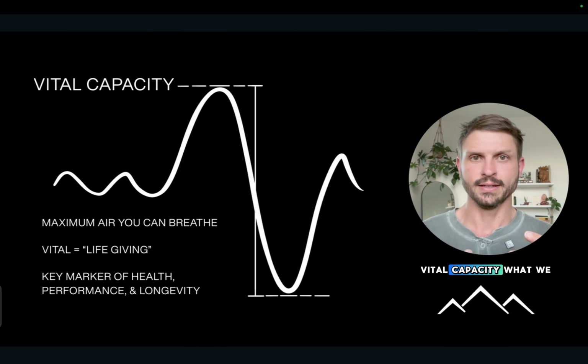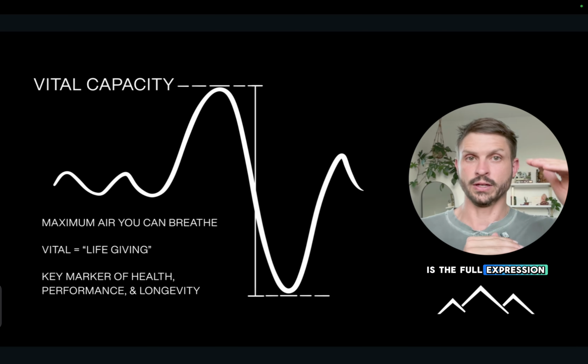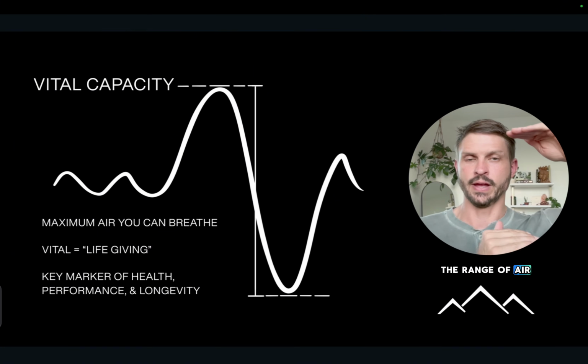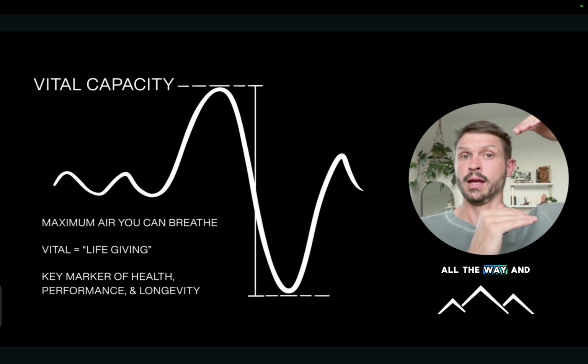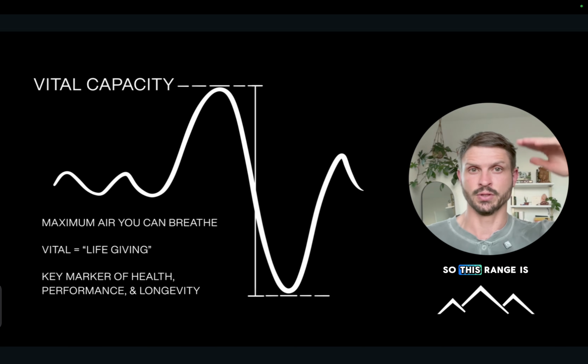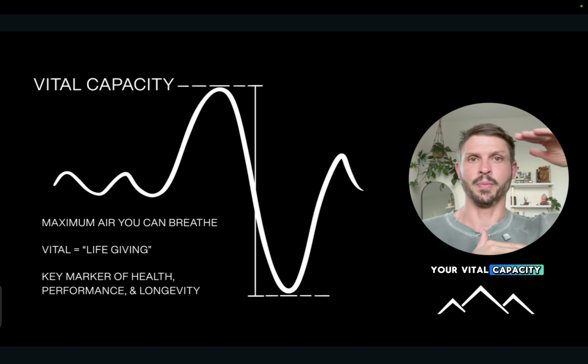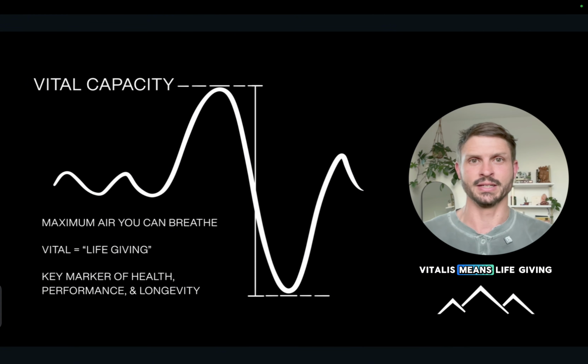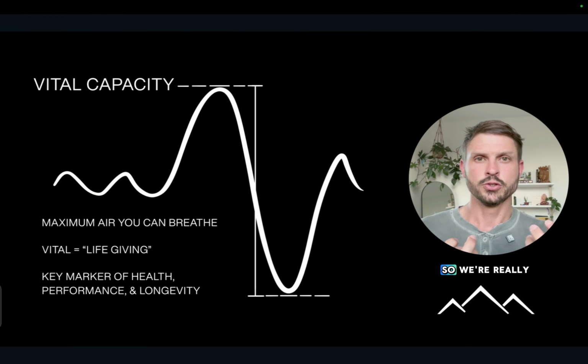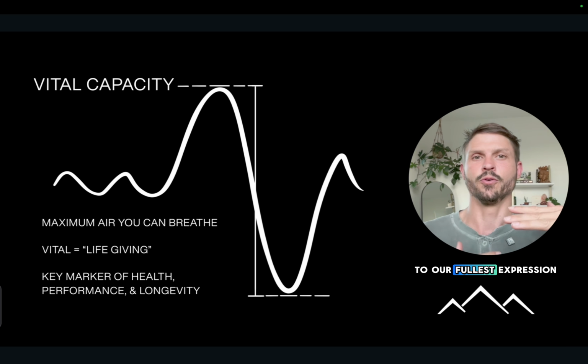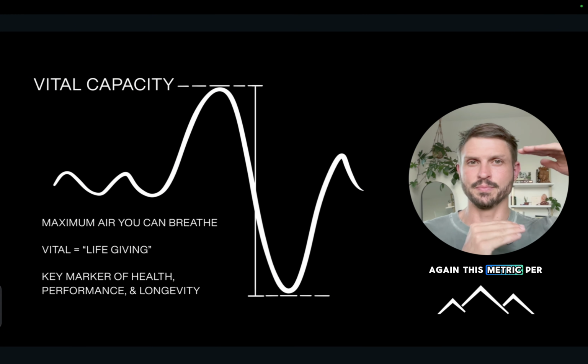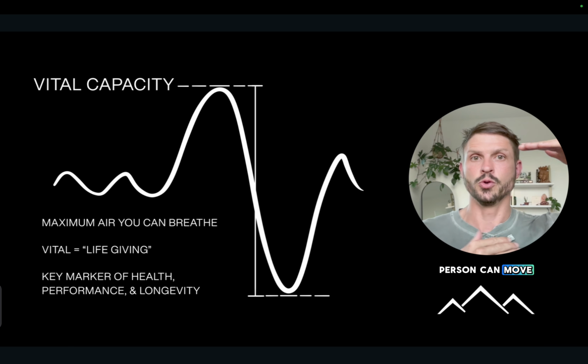Vital capacity, what we explored a little bit earlier, is the full expression, the range of air that you can breathe in all the way and then exhale to the very bottom. So this range is your vital capacity. Vitalis means life-giving, right? So we're really looking at ways in which we can breathe to our fullest expression. And again, this metric per person can move, it can grow.